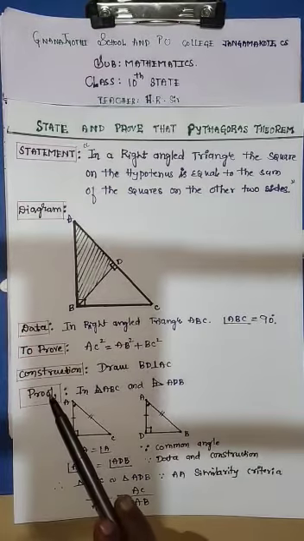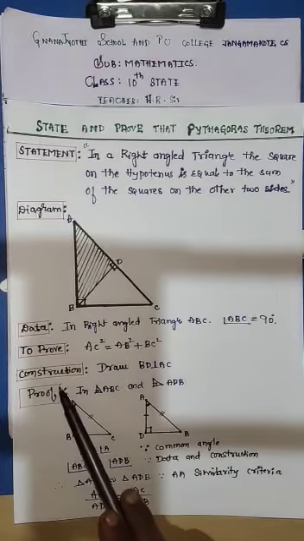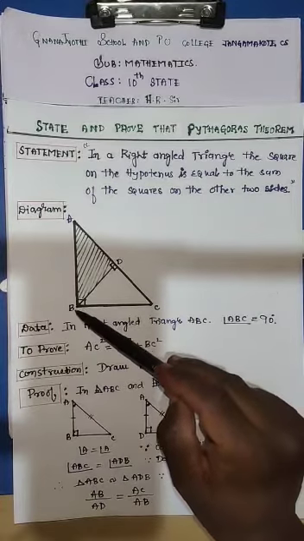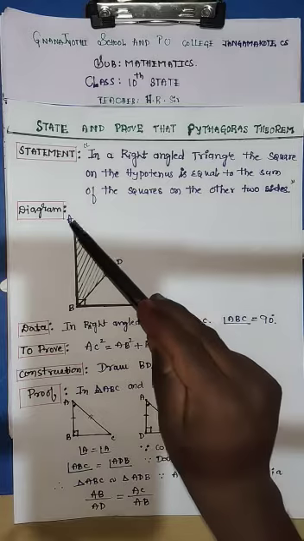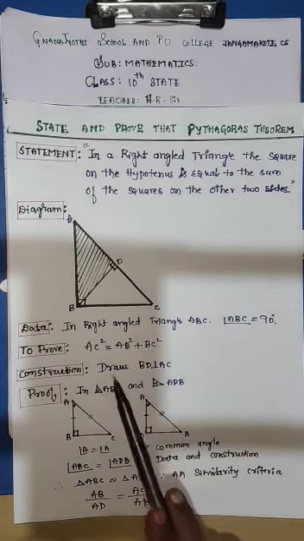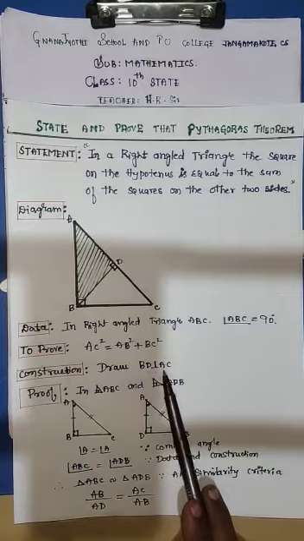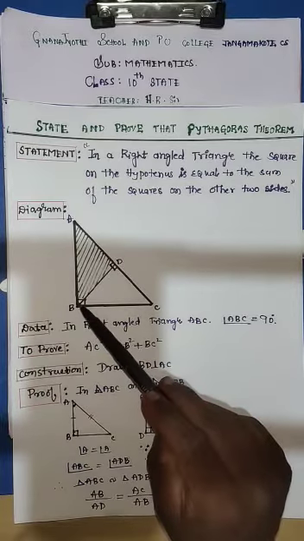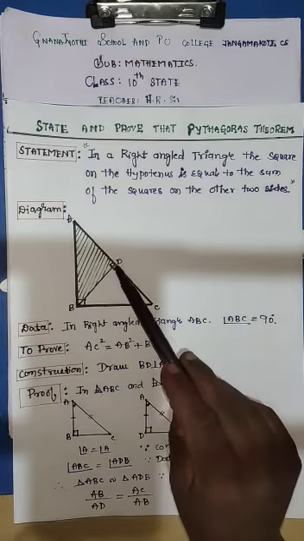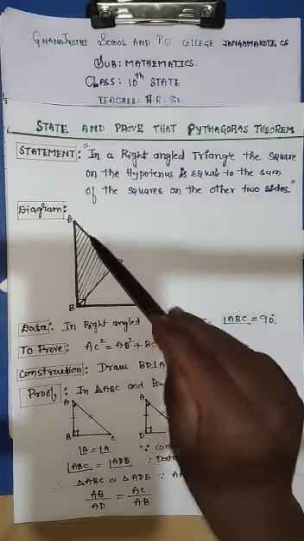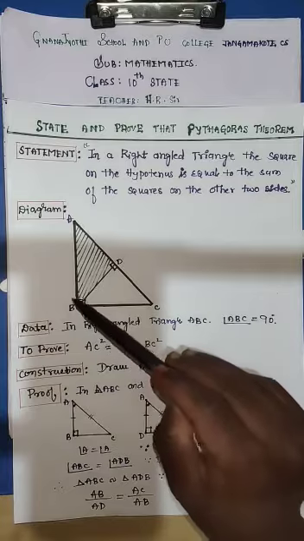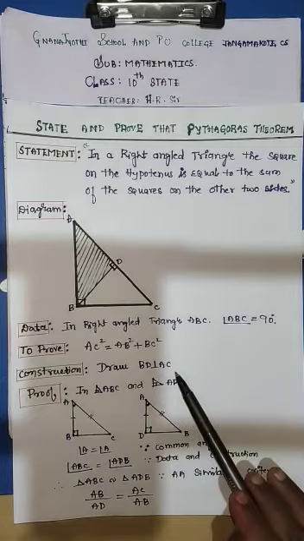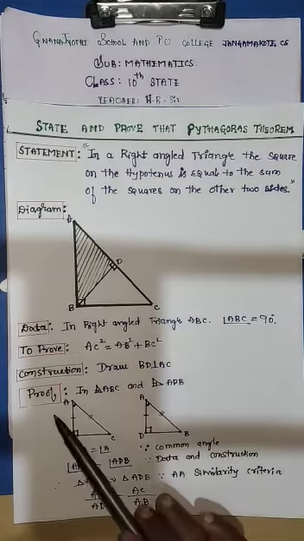Next we have to do the construction. Draw BD perpendicular to AC, right? So we can draw a line segment BD perpendicular to AC. That is the construction.